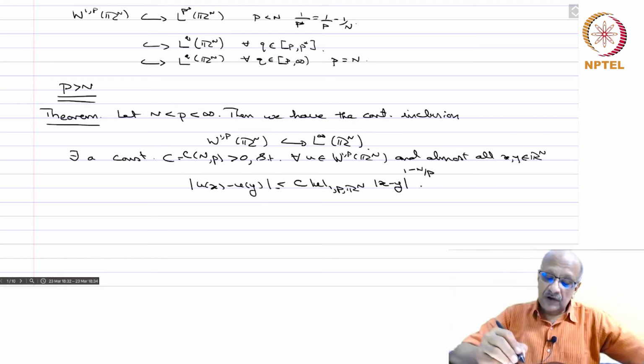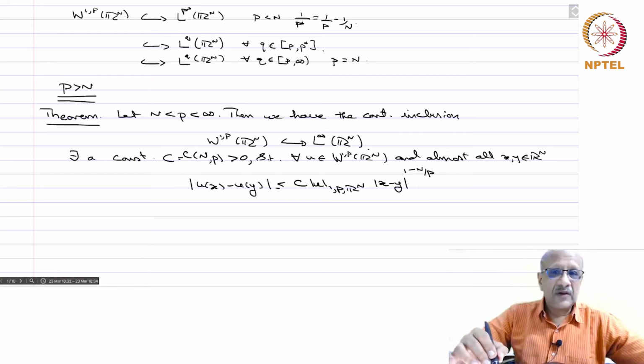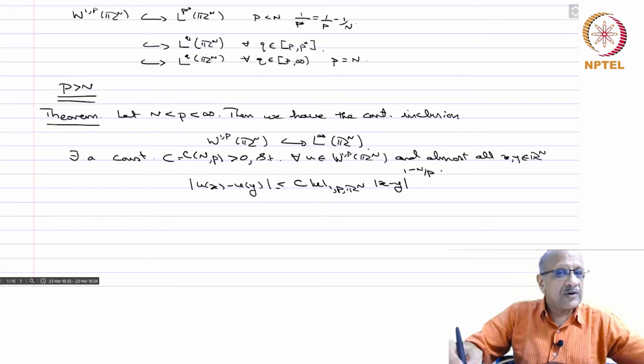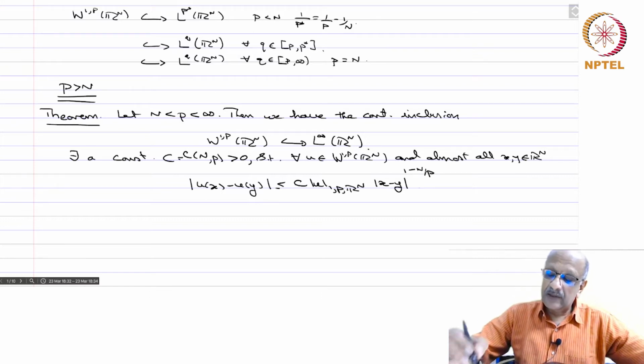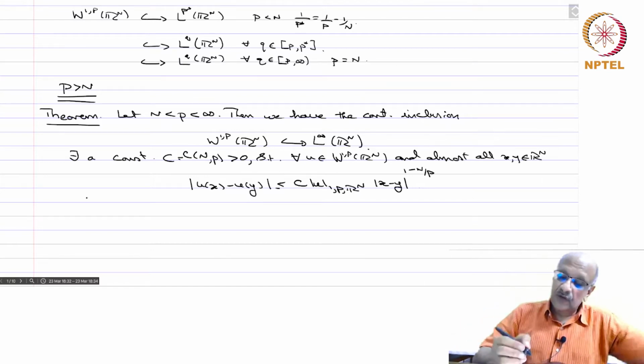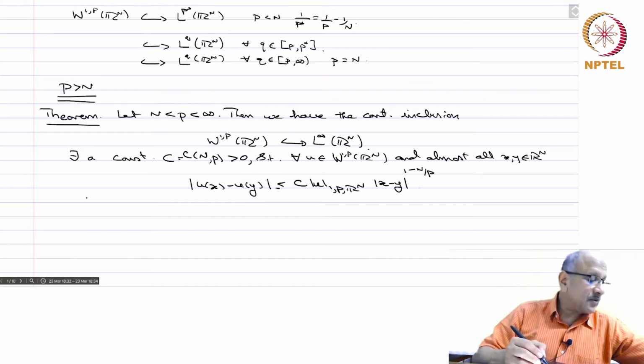So that means the functions are not just merely in L infinity of R^n, but they are actually continuous functions, and they are Hölder continuous functions. So if you had 1 as the exponent instead of 1 minus n by p, that would be a Lipschitz continuous function. Now we have something less than 1, it's 1 minus n by p, and therefore that is called a Hölder continuous function with Hölder exponent 1 minus n by p.